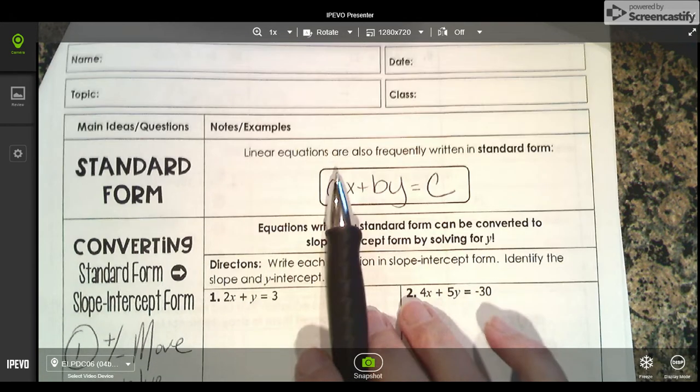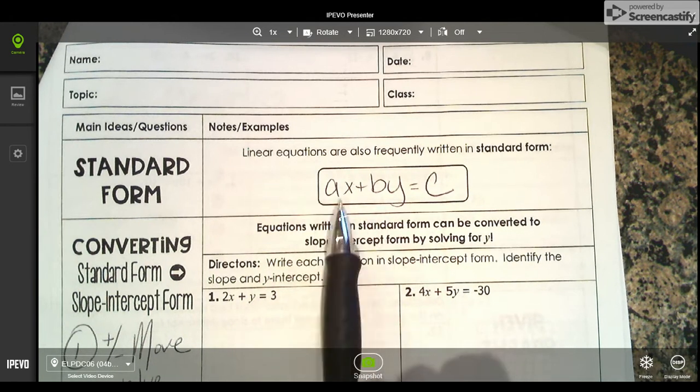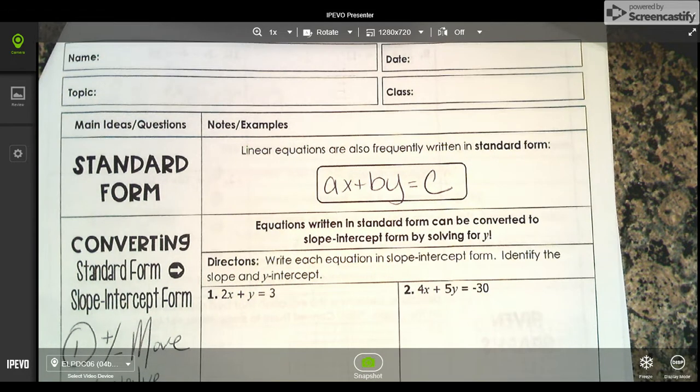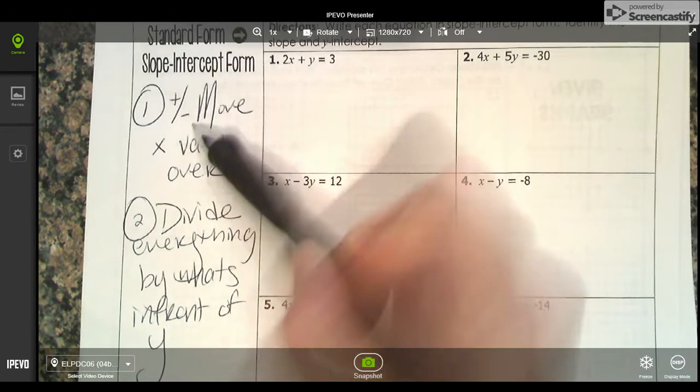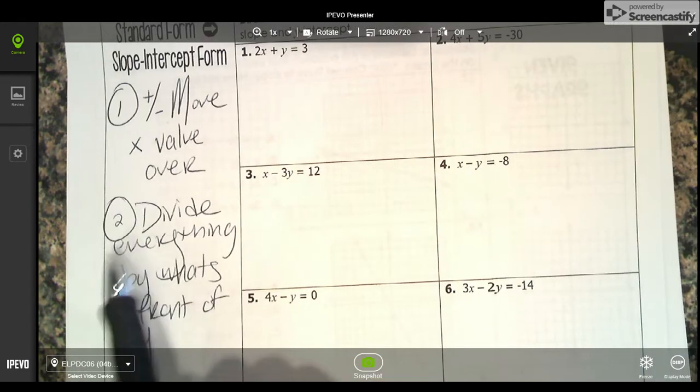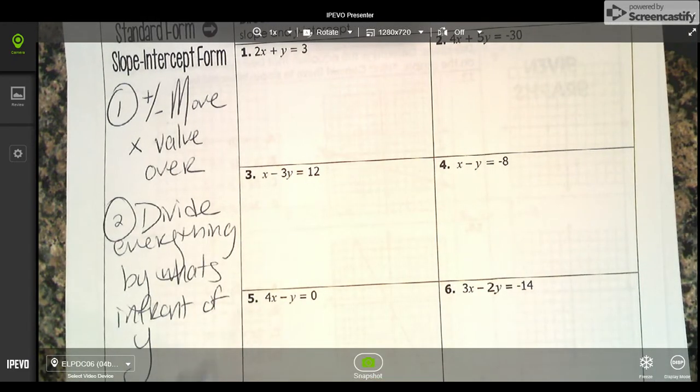All right, so standard form, we've actually done this before. Standard form is when it's an x plus a y equals a constant. So we are going to put it in slope-intercept by solving for y. There's two steps to this. You want to add or subtract to move over your x values, and then you want to divide everything by what's in front of your y's.